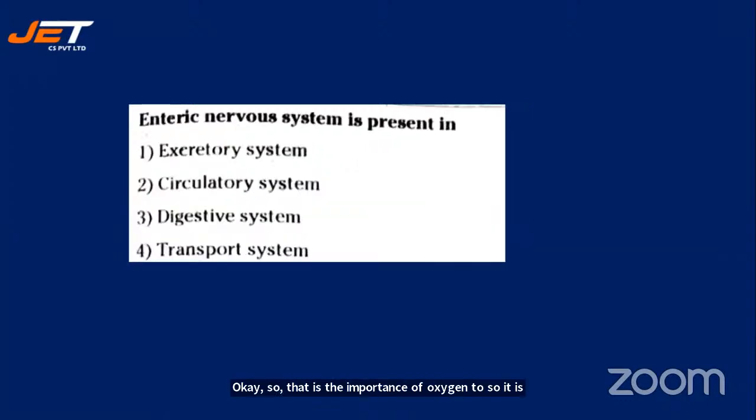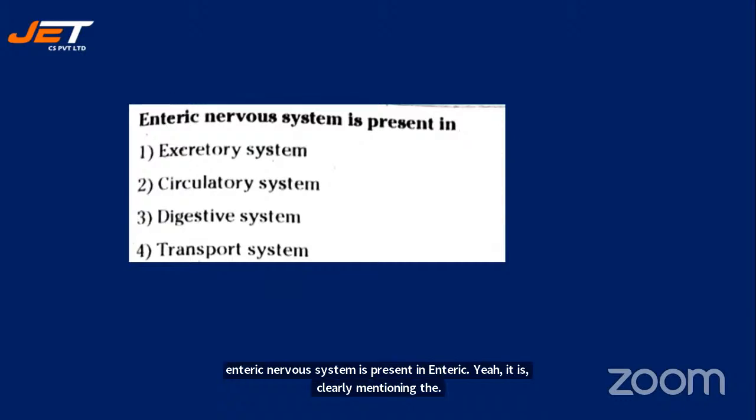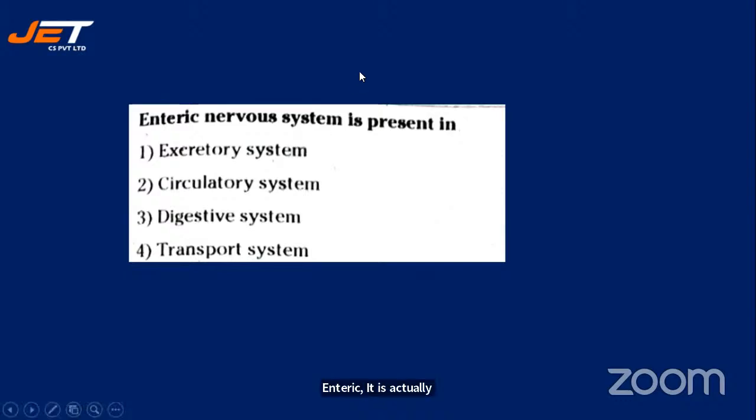Then, enteric nervous system is present in... Here it is clearly mentioning the enteric nervous system. What is the answer? It is actually self-explanatory. The question has the answer. Enteric nervous system is present in excretory system, circulatory system, digestive system, and transport system. So which of these systems have the enteric nervous system?